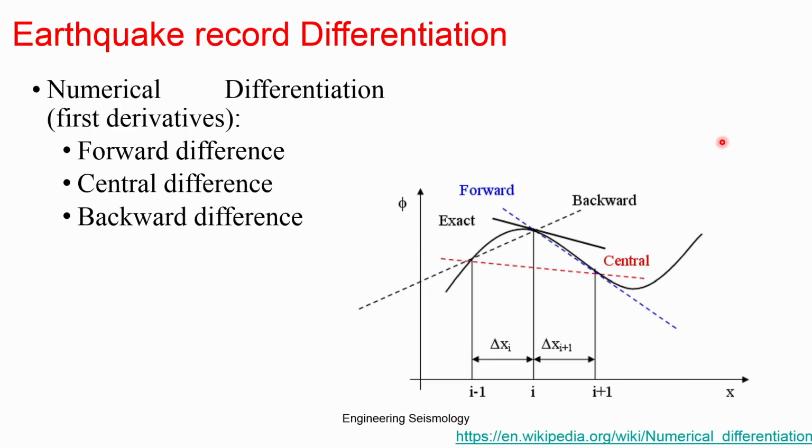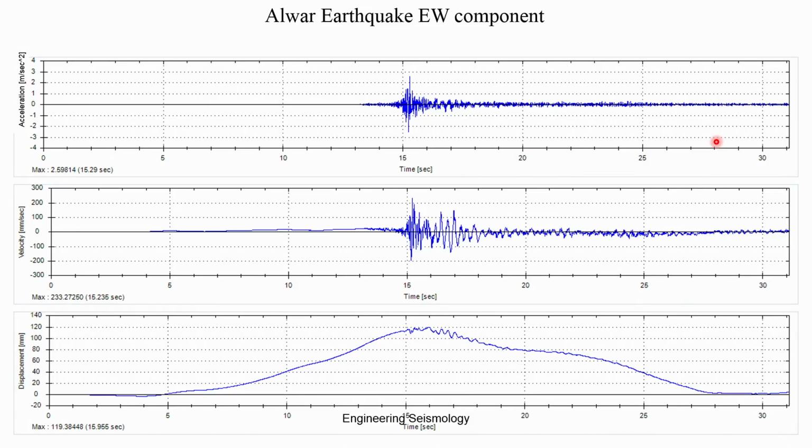Once you integrate and differentiate, a particular type of waveform will be transformed to the other form of waveform. So, this is a typical earthquake, where you see the east-west component. Each component of the record can have three types of plot: acceleration versus time, velocity versus time, and displacement versus time. So, this is basically the east-west component.